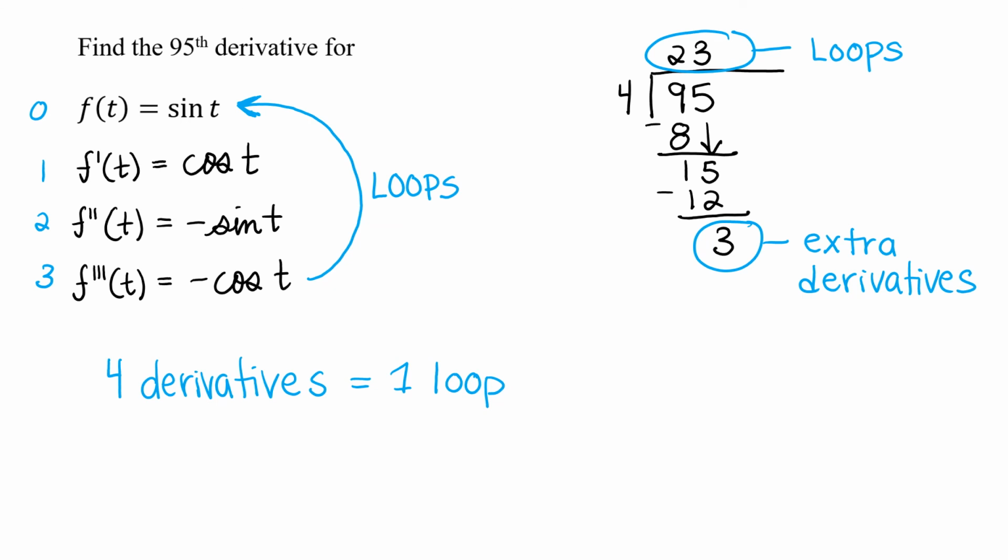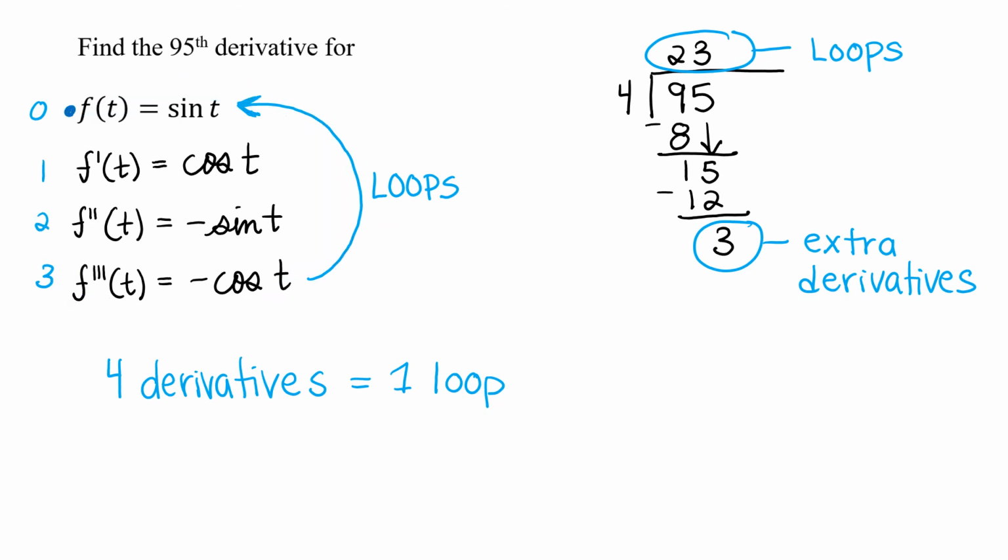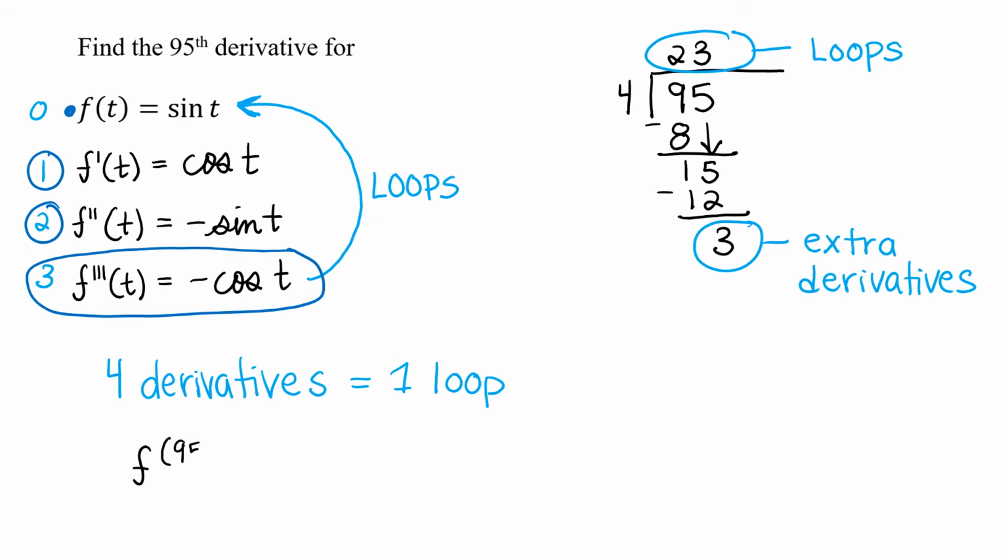So we're going to go through this loop 1, 2, 3, 4, 5, 6, 7, 8, and so on and so forth until we get to 23 times. And then we'll take 1, 2, 3 more derivatives. And so the 95th derivative will be negative cosine of t.